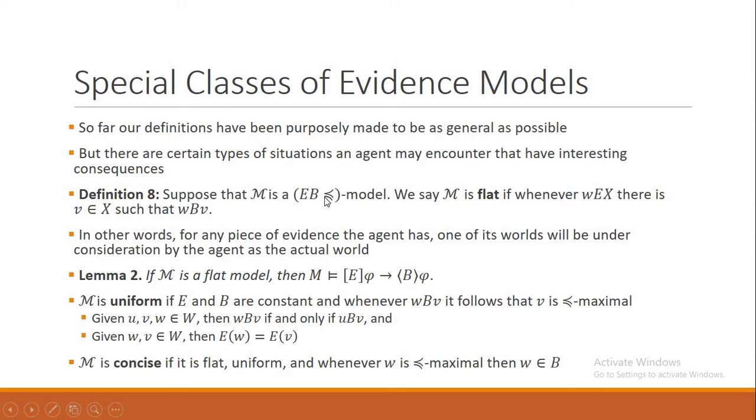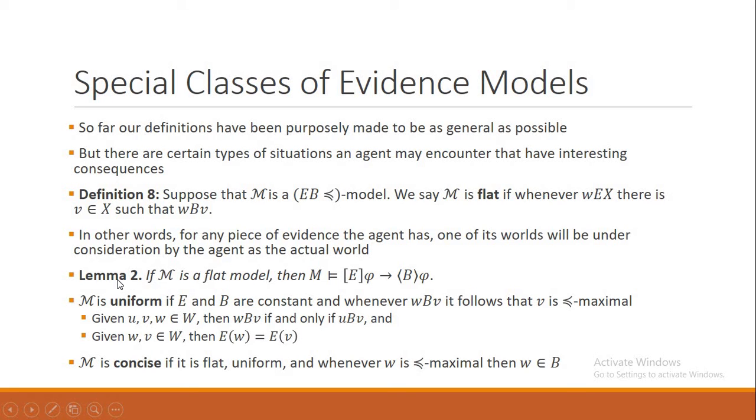So suppose that M is a model with these modal operators. We say M is flat whenever X is evidence at W, then there is a world V in our evidence X such that V is accessible to W by B. In other words, for any piece of evidence the agent has, one of its worlds will be under consideration by the agent as the actual world. So for all the evidence sets X, there will always be at least one world in that evidence set that is accessible by our belief operator, which just means that the agent is considering believing it to be the actual world. And this is in fact a lemma.